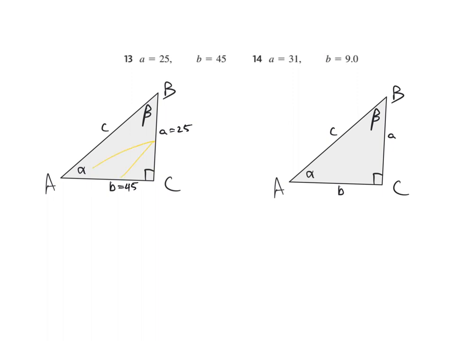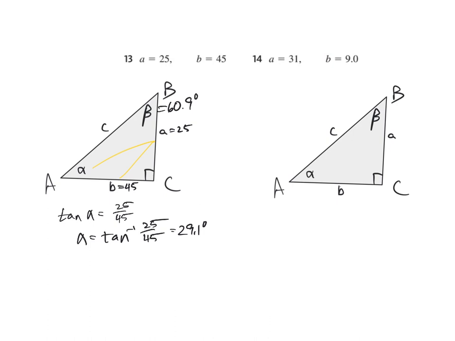Alpha, if we use what we've been given, the opposite and adjacent, that's tangent of alpha, is equal to the opposite over adjacent leg. So alpha is the inverse tangent of 25 over 45. So 25 divided by 45, and then we take the inverse tangent. That gives us 29.1 degrees. So take 90 minus that, 29.1, and you get 60.9 degrees for beta. And now we get C.